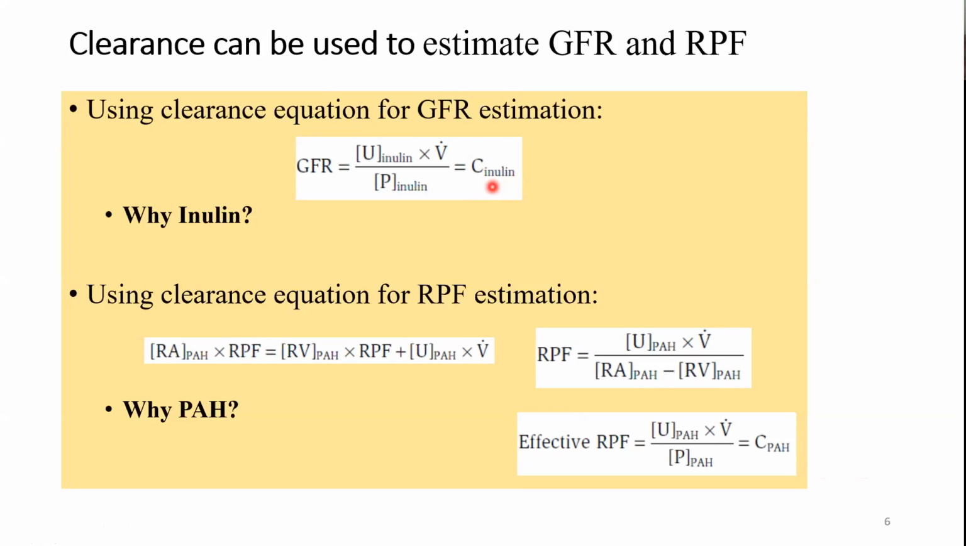Conceptually, if I briefly overview the qualities of an ideal substance which can be used in GFR estimation, from the top of your head, what do you think the number one quality of that substance should be, keeping in view fixed principle.